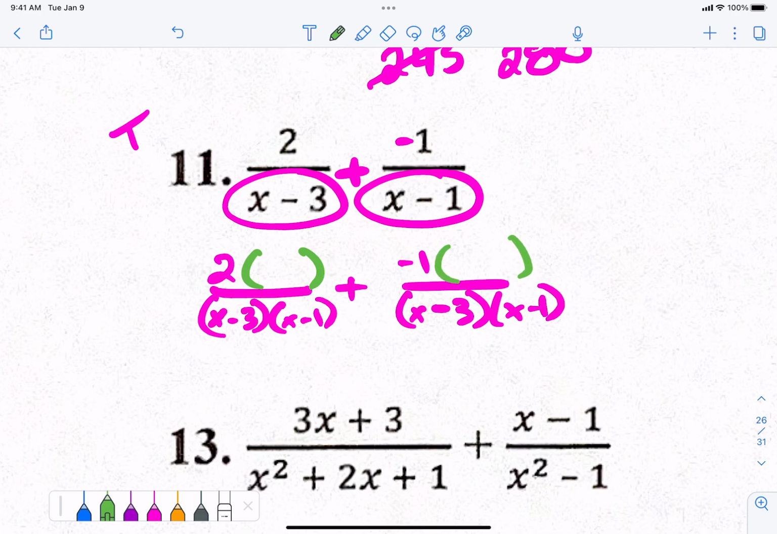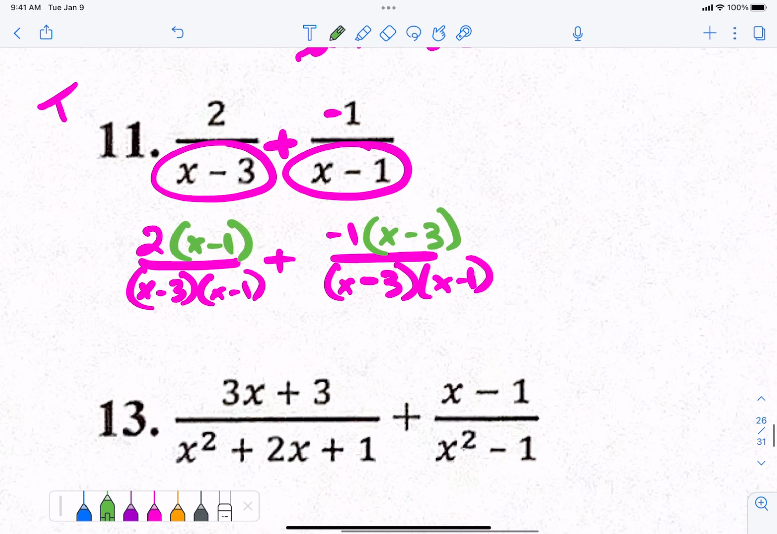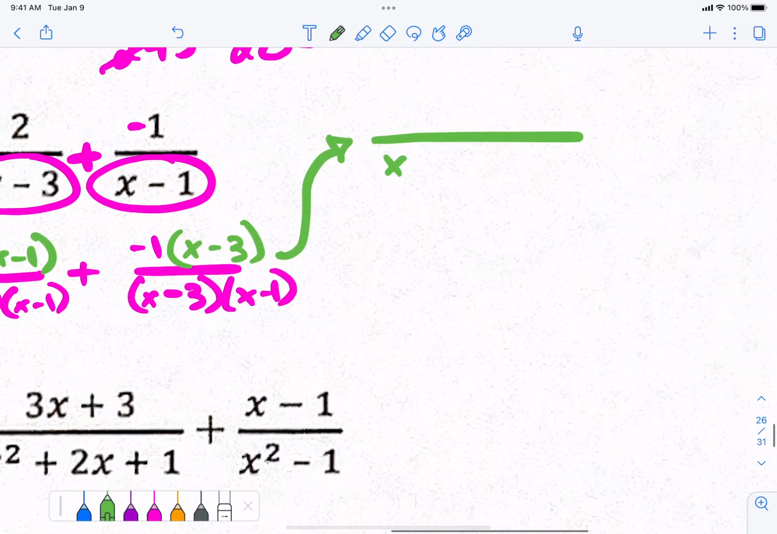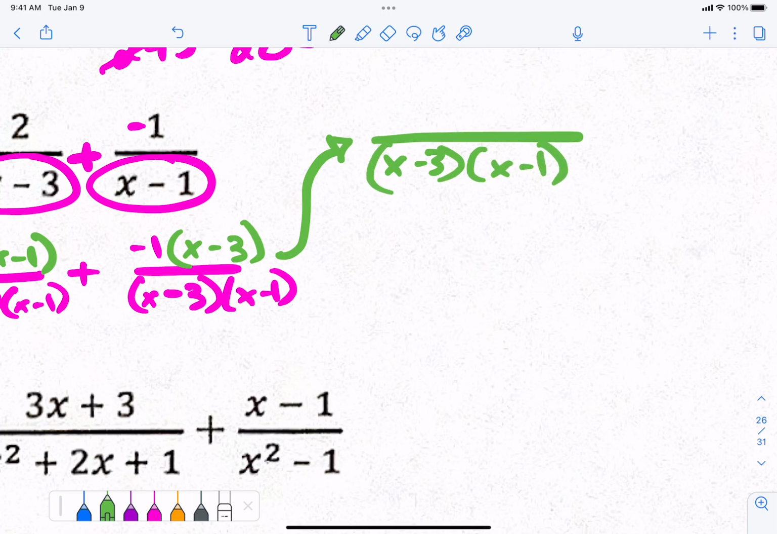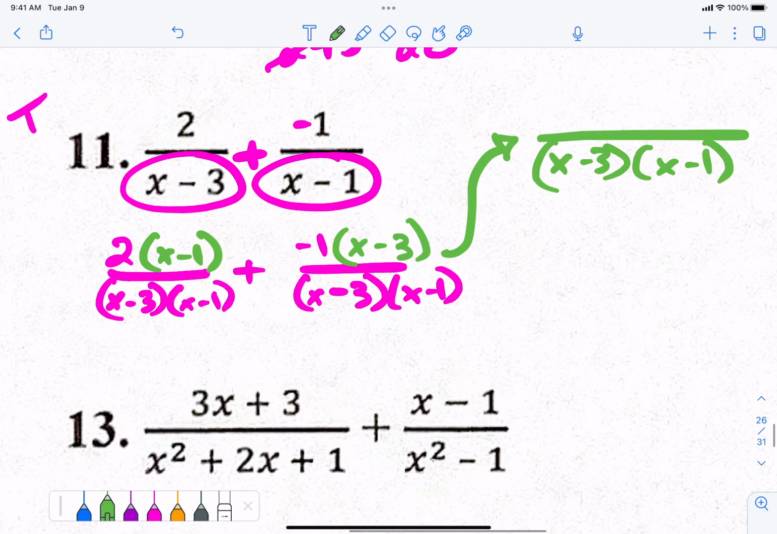What does the 2 need? He needs an x minus 1. What does the negative 1 need? X minus 3. Can I cross the bottoms off? No. So the bottom just has to carry over with me. I'm going to leave my bottom, x minus 3 and x minus 1. Now let's distribute the tops.